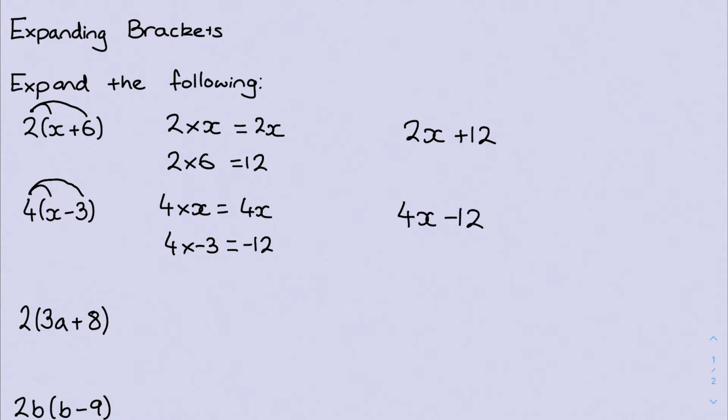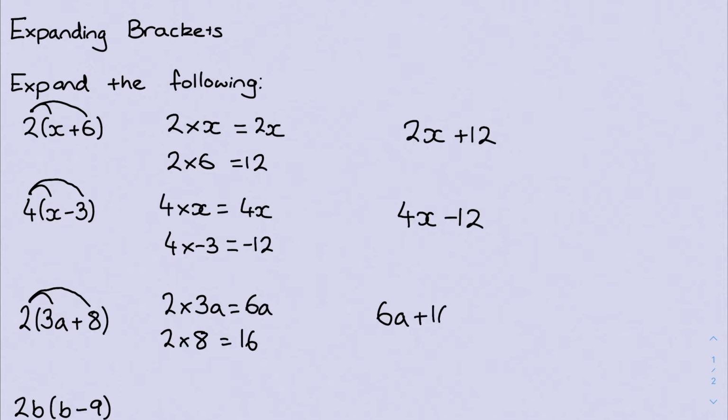Okay, same again here. So here we've just got a number in front of our letter inside the bracket, but we'll do the exact same thing. We'll just draw on our multiplier lines and then perform the multiplication. So we have 2 times by 3a, which will be 6a, as we just look at the number in front of the letter, and then 2 multiplied by 8, which will be 16. So our answer here would be 6a plus 16.